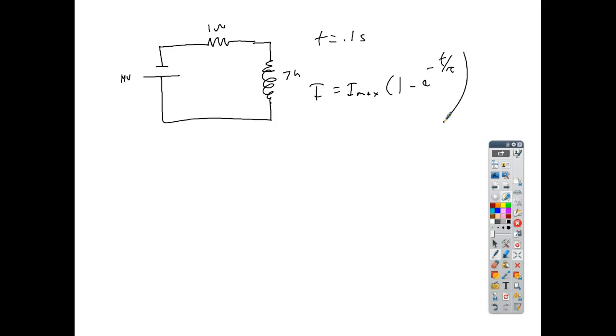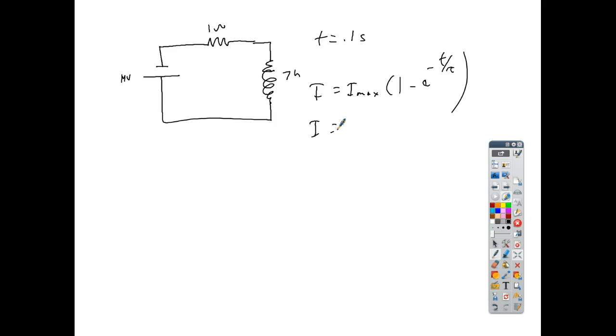All right, so we've got to think about this really hard. We have I equals I max (1 - e^(-t/tau)). When am I going to have the maximum current? At the end, at some time in the distant future. They usually use the phrase "a long time later."